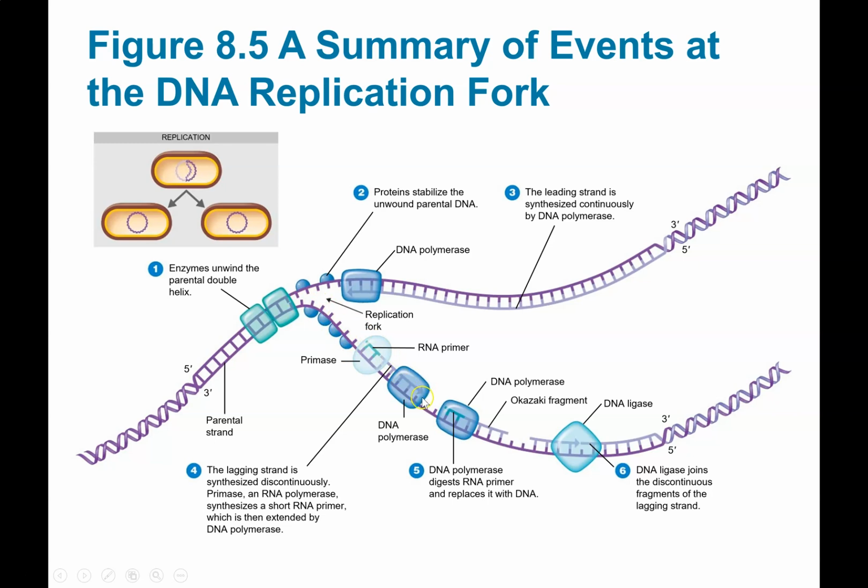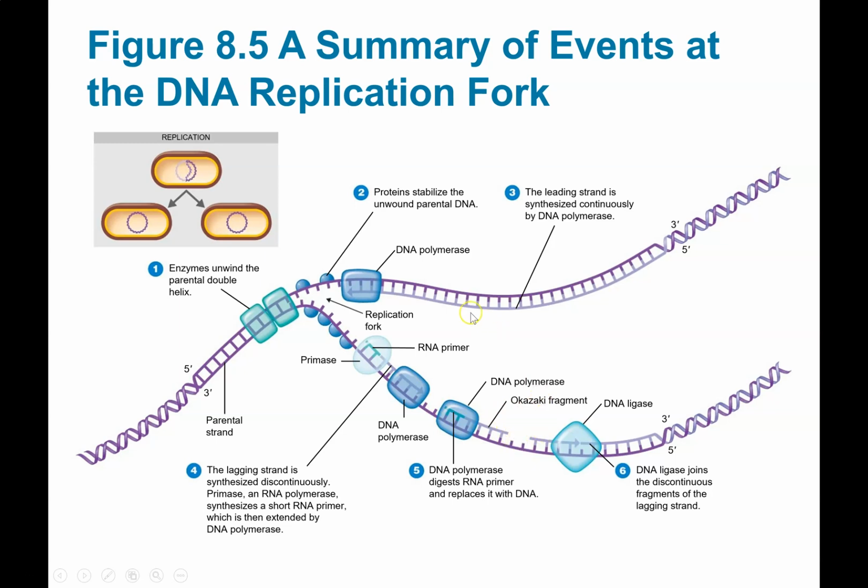But then it runs out of DNA that's opened for it to work. It would reach the endpoint over here, because actually this was the first one that was synthesized. Then as more DNA gets opened over here at the replication fork, it has to start again. So another RNA primer is added, DNA polymerase comes in and synthesizes another one of those Okazaki fragments. Bam, it runs out of empty space to add more nucleotides.